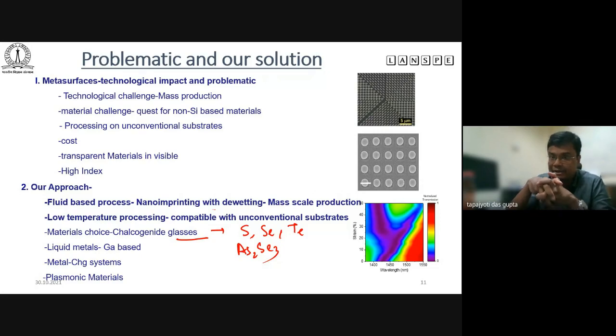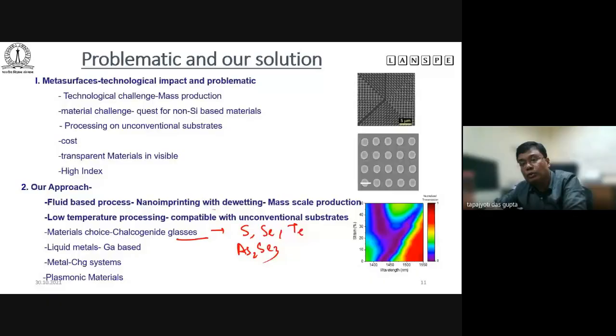They are high index materials. They have been used a lot in the CD industry for memory applications. So it was well known. Germanium antimony telluride, and germanium telluride, are very well known materials, much used in the visible.